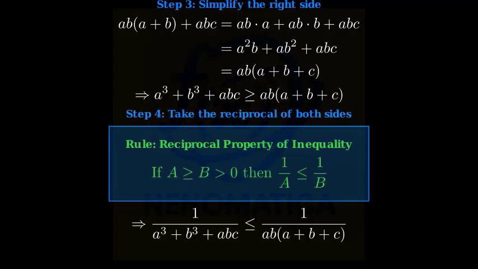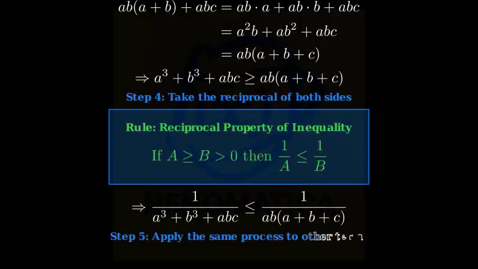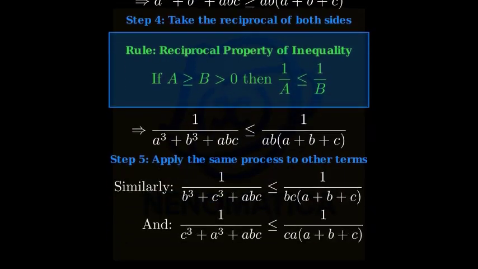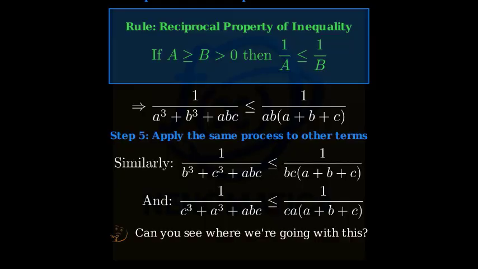So we get 1 over the quantity a cubed plus b cubed plus abc is less than or equal to 1 over ab times the quantity a plus b plus c. By similar reasoning, we can derive the inequalities for the other two terms in our original problem. For the second term, we can prove that 1 over b cubed plus c cubed plus abc is less than or equal to 1 over bc times the quantity a plus b plus c. And for the third term, we can prove that 1 over c cubed plus a cubed plus abc is less than or equal to 1 over ca times the quantity a plus b plus c.